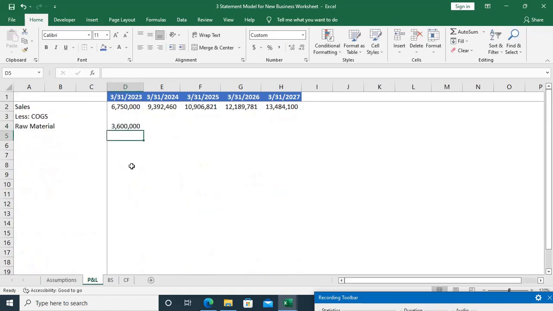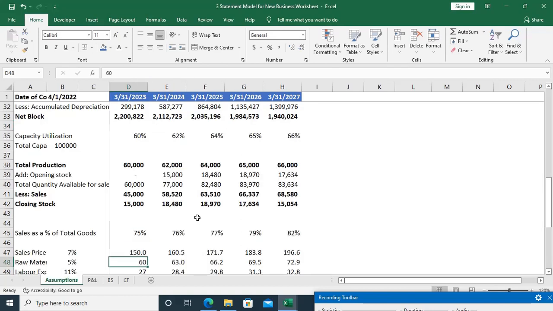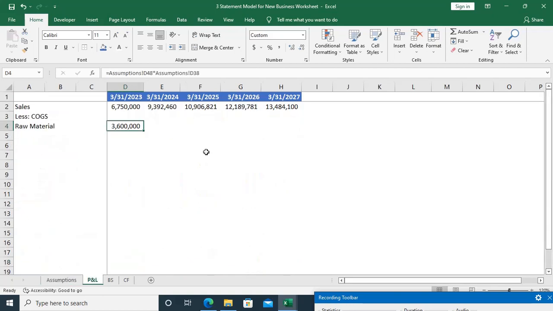What I am trying to say is that whatever I have produced, if you go back and check, D48, D38, this is the raw material price per unit. That means making one unit of product will need 60 rupees of raw material. So this is multiplied by the production we have produced, 60,000 units. So we are multiplying these two things, and next time it would be 63 multiplied by 62. We can just drag this formula.